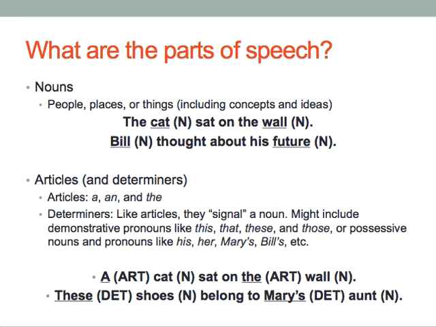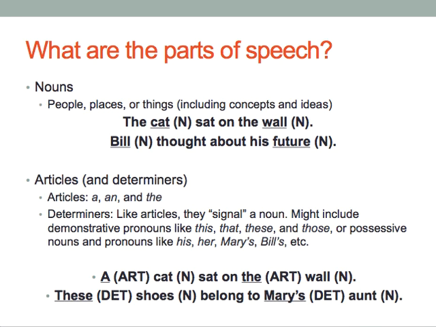Articles and determiners are another part of speech. Articles are really just three words in the English language, a, an, and the. Determiners function the same way that articles do in the sense that they signal a noun. These might include demonstrative pronouns like this, that, these, and those, or possessive nouns and pronouns like his, her, Mary's, Bill's, etc.